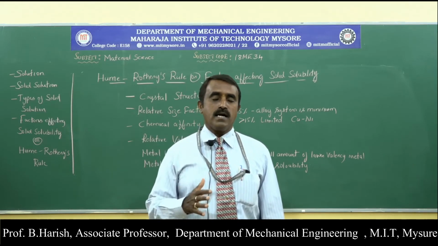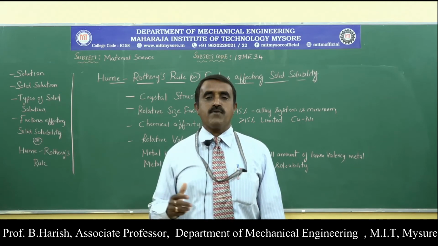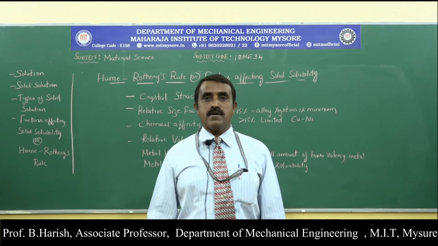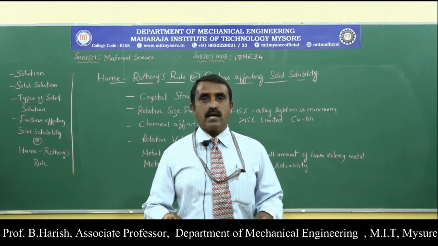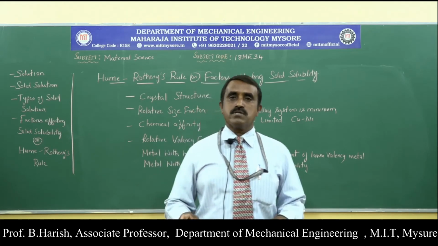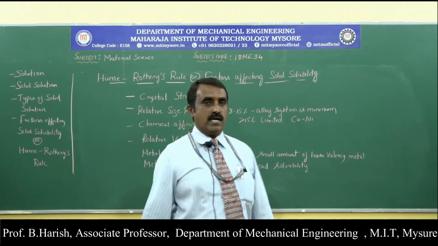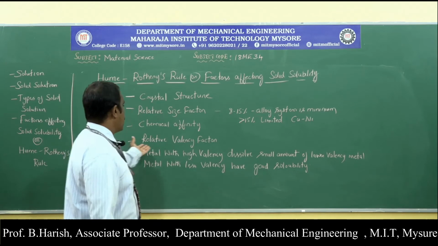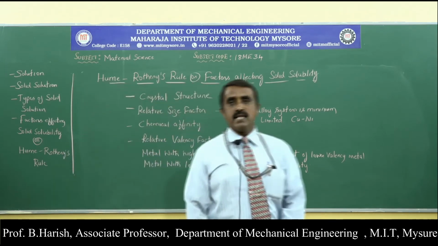Now if you look at the periodic table, if the atoms are far away from each other, then we can say that metals will have better chemical affinity. So we have to look at the periodic table and, based on that, choose the metal to form an alloy. That is the third factor, chemical affinity. Then the fourth and last one is the relative valency factor.